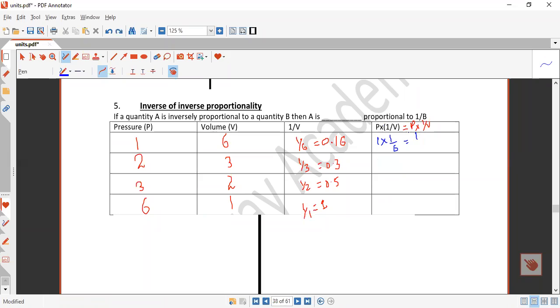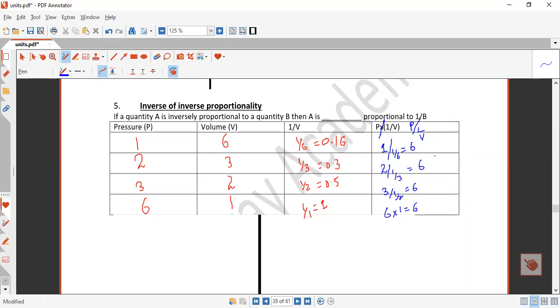So let's say we take the ratio P divided by 1 by V. Let's see what happens. P in the first reading is 1 and 1 by V is 1 by 6. So the answer is what? 6. Now P is 2 here and 1 by V is 1 by 3. 3 will go up, so the answer will be 6. P here is 3 and 1 by V is 1 by 2, so divided by 1 by 2, the answer is again 6. P is 6 and 1 by V is 1, so the answer is 6.